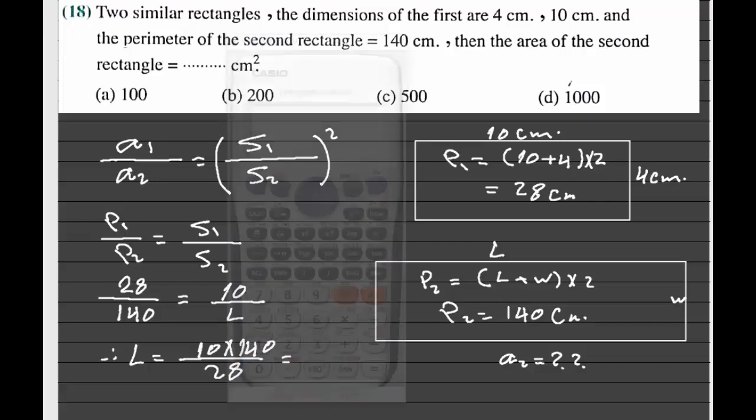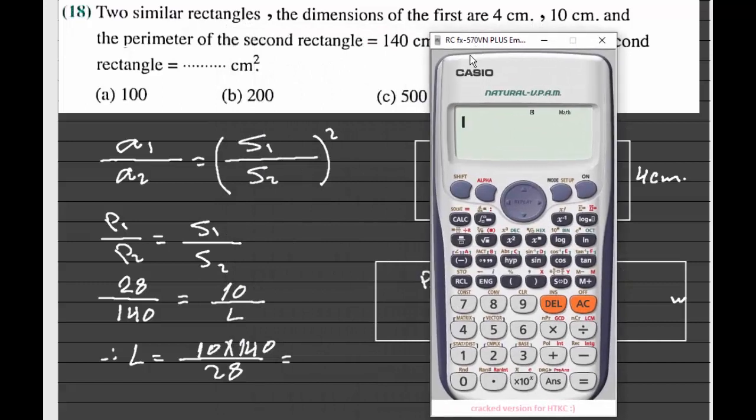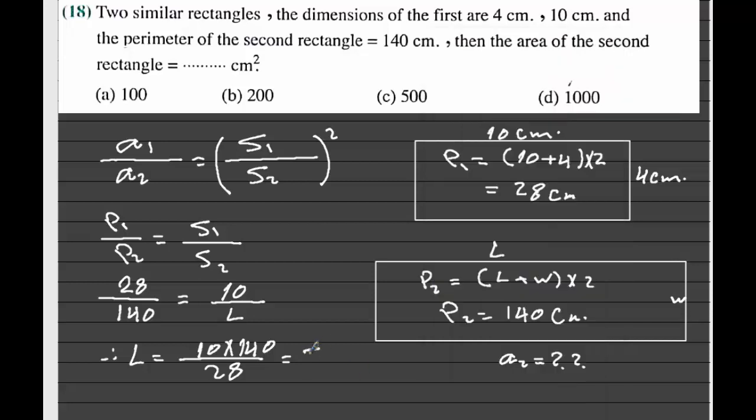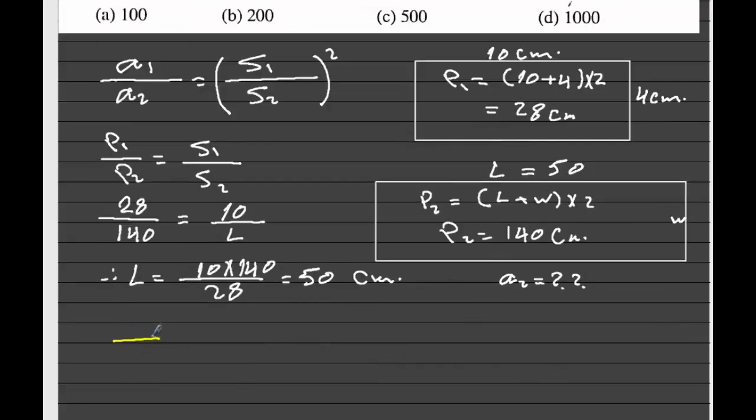and we calculate it here. 10 multiplied by 140 over 28, and the result equals 50 centimeters. We have A1 over A2 equals the square of the ratio between two corresponding sides, S1 over S2, all to the power 2.